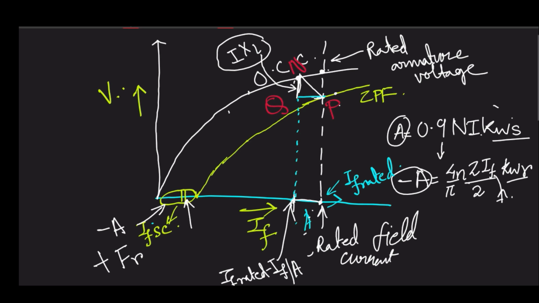this triangle is known as the Potier triangle. Its base represents the armature reaction MMF at full load current, and its height represents the armature leakage reactance voltage drop at full load current, as we are doing this experiment at full load current. So these always remain constant. Now this is the Potier triangle, it is very important.